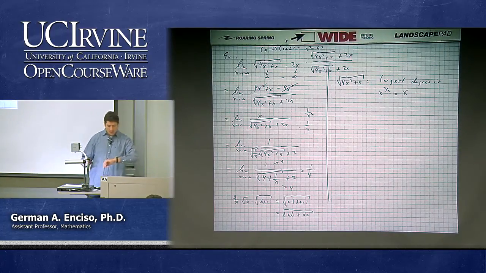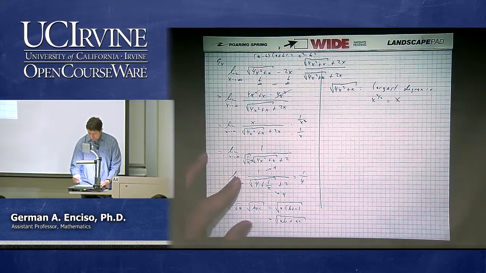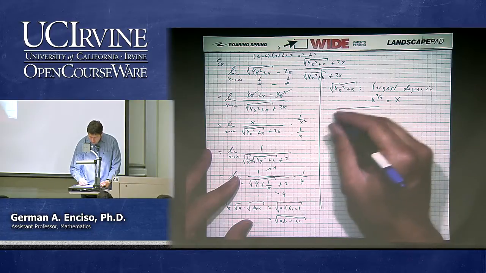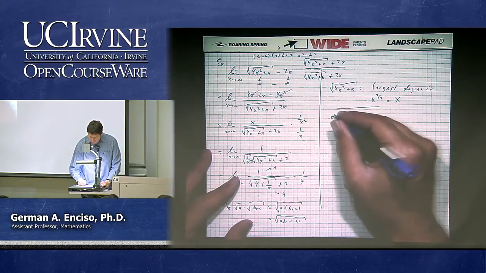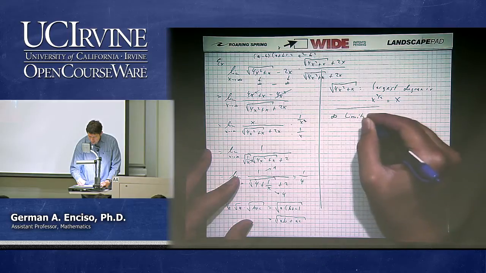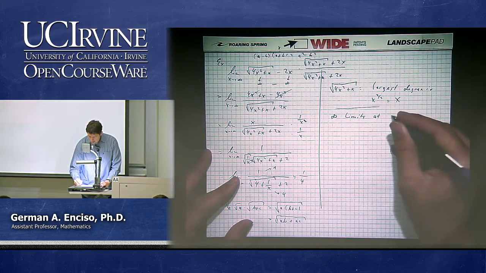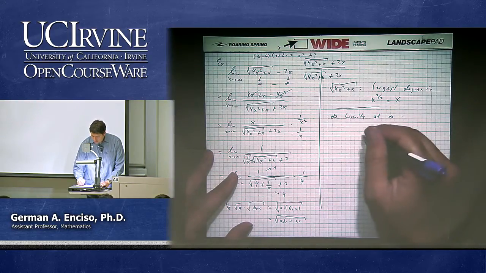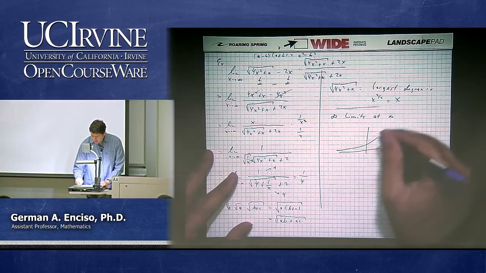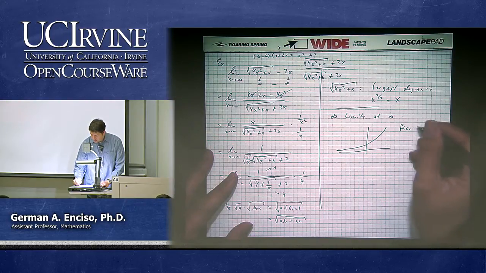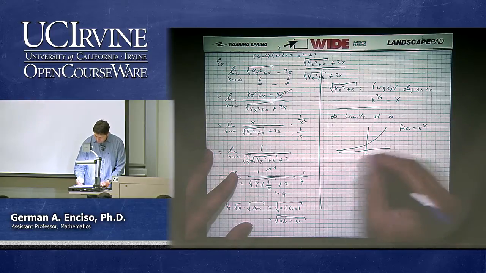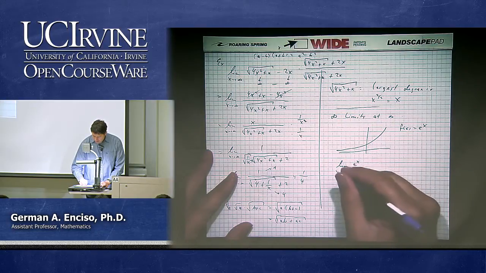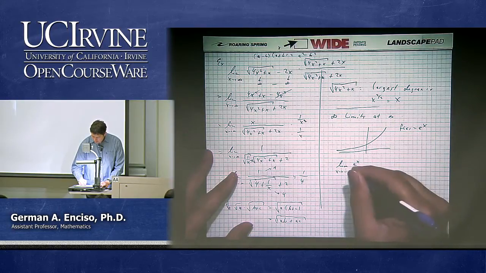All right, so I'm going to mention one last thing, and that is infinite limits at infinity. For example, suppose that we look at the function f of x equals e to the x. The limit of e to the x when x goes to minus infinity is what?